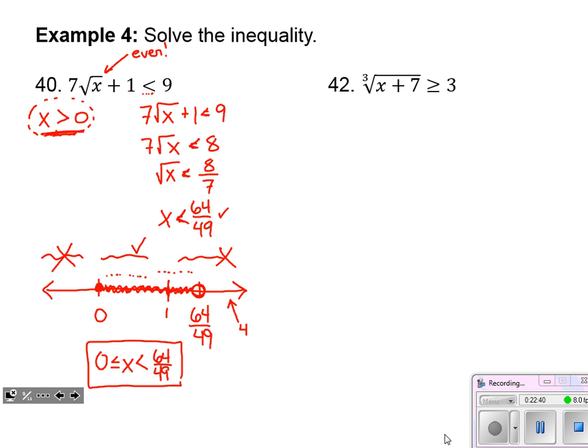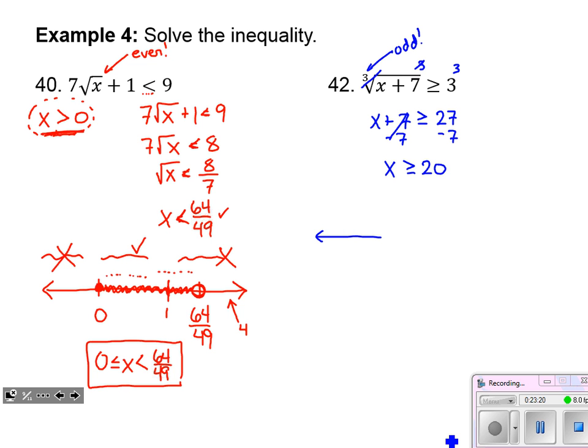All right, for number 42, here we have an odd indexed radical, which is a relief for us because odd indexes allow negative numbers for inputs. They have outputs all the way across. So if I have this situation, I don't have to worry about making the radical happy. We know it'll work the whole way. We're just going to solve this inequality as is. To undo the cubed root, I would cube both sides. I find that x plus 7 must be greater than or equal to 27. I would subtract 7 from both sides, and I find that x is greater than or equal to 20.